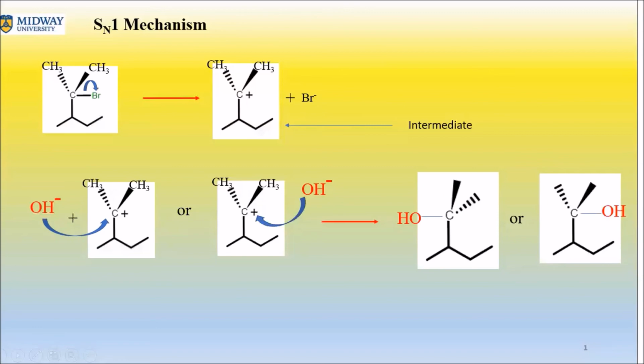SN2 does not involve an intermediate. SN1 does involve the formation of an intermediate. SN1 is a two-step process because you form the intermediate, and the intermediate then reacts with the nucleophile. So SN1 is a two-step process. SN2 is a one-step process. That is, it's concerted, so everything happens at the same time. The attack of the nucleophile and the detachment of the leaving group all happen at the same time. So SN2 is a one-step process.